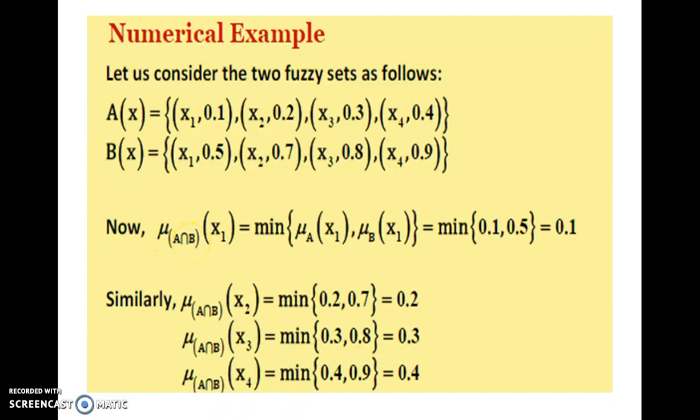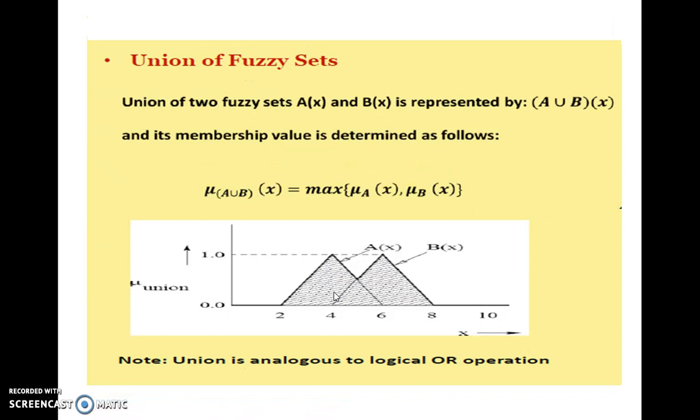Likewise, we have to find the minimum values between x2, x3 and x4 corresponding to each data member, and that is nothing but the intersection of these two fuzzy sets: 0.1, 0.2, 0.3 and 0.4. So these are the intersection values. Similarly, we have to find the union between these two fuzzy sets.